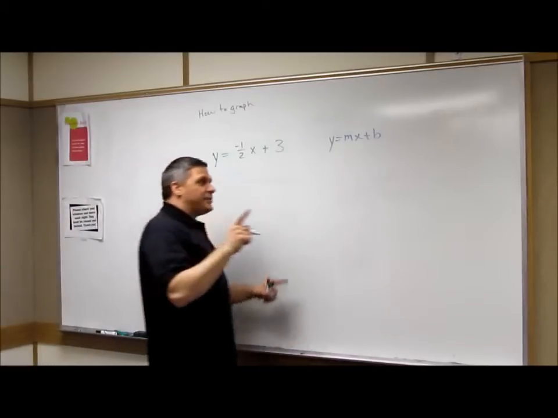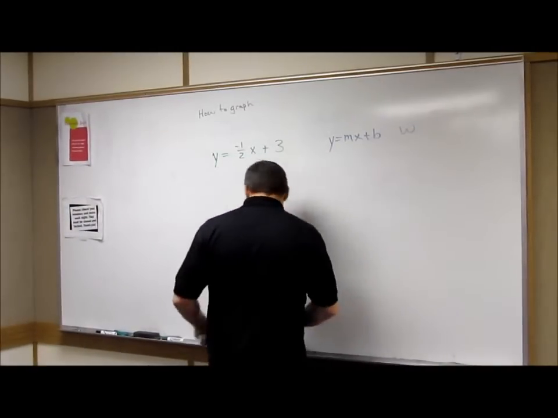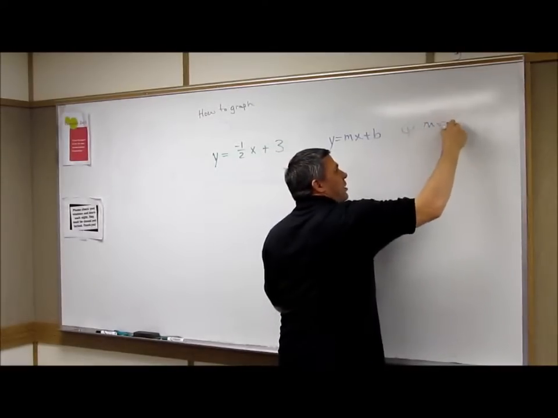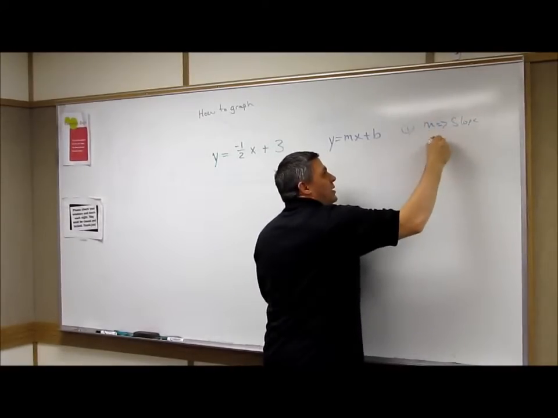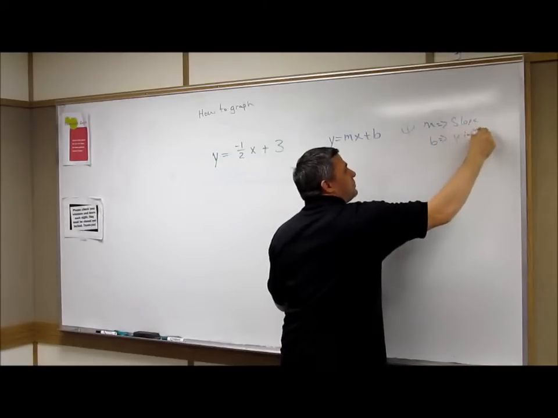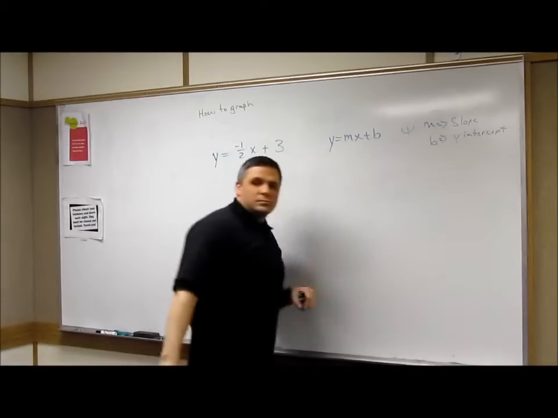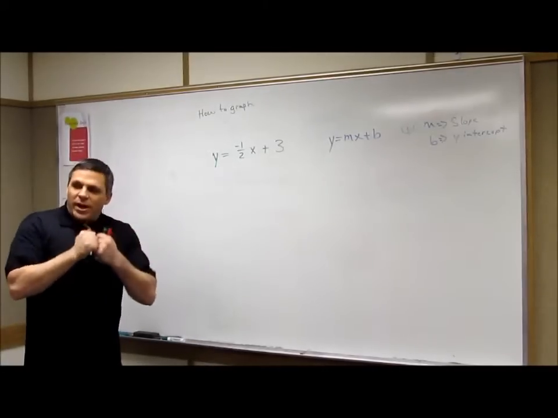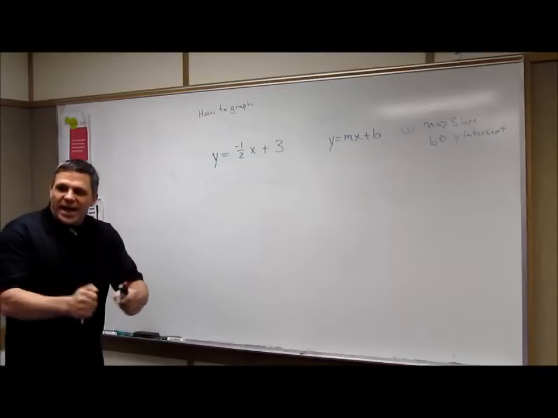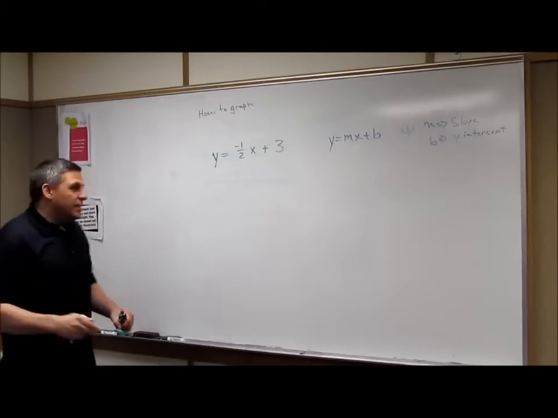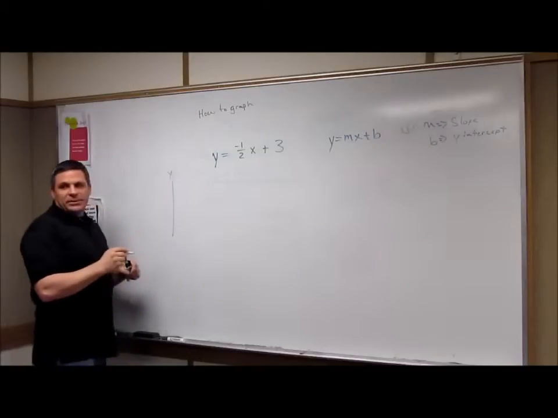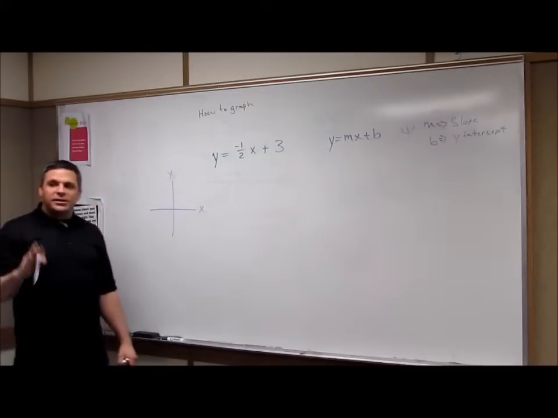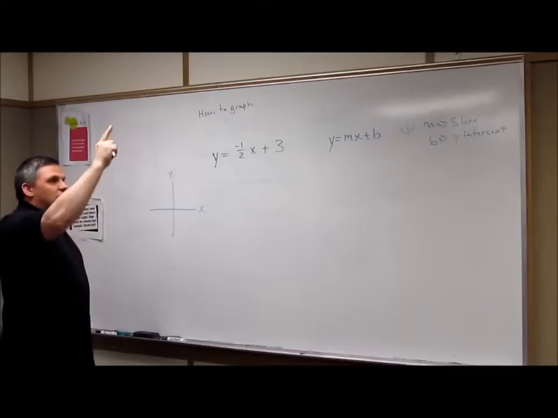Whereas m implies the slope and b implies the y-intercept. And the y-intercept is exactly what it states. It's where the line intercepts the y-axis. This is the y-axis, it goes up and down. This is the x-axis, it goes left to right. So the y-intercept is where the line crosses the y-axis.